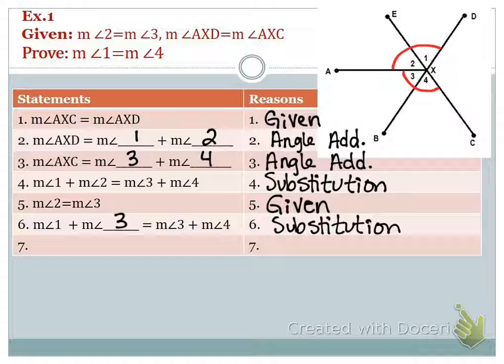From the very beginning, we could have filled in our 7th statement. What is our last statement always going to be? The proof. So we could have filled that statement in right away. We know it needs to be the measure of angle 1 equals the measure of angle 4. So how can we get there from step 6? Not transitive. Subtraction. What did we subtract from both sides? The measure of angle 3. So the subtraction property of equality allows us to do that.